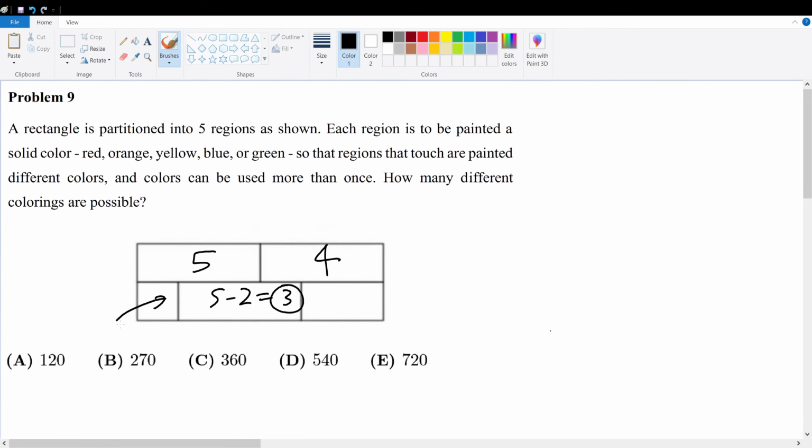Now let's consider this cube. This cube has 2 painted neighbors. Therefore, we can only have 5 minus 2 to give 3 possible colorings. And for this one, it's the same thing with 3.